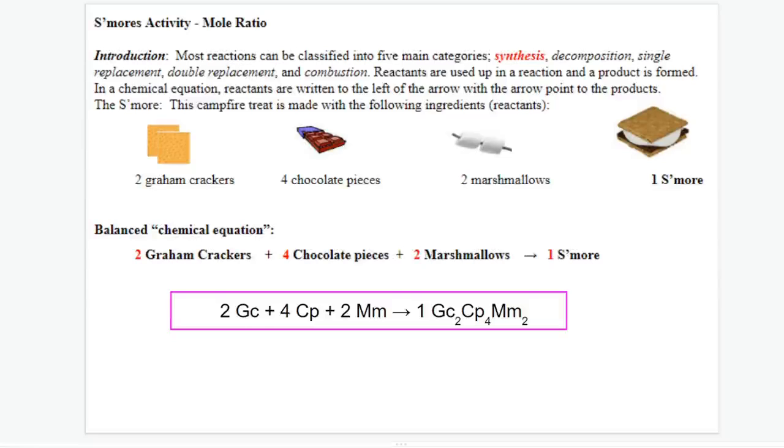I took another stab at it, and you were more than welcome to write this or to not write this onto your slide. I wrote it a bit more like a chemical equation. I have 2Gc plus 4Cp plus 2MM yields 1Gc2Cp4M2.